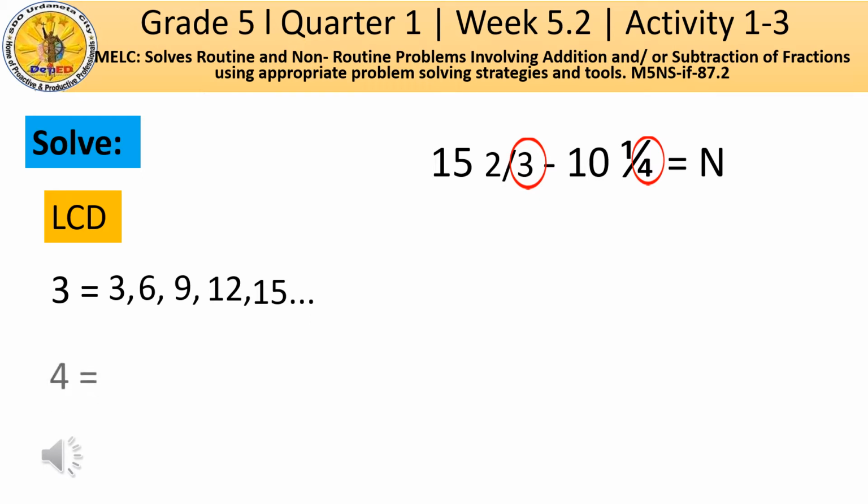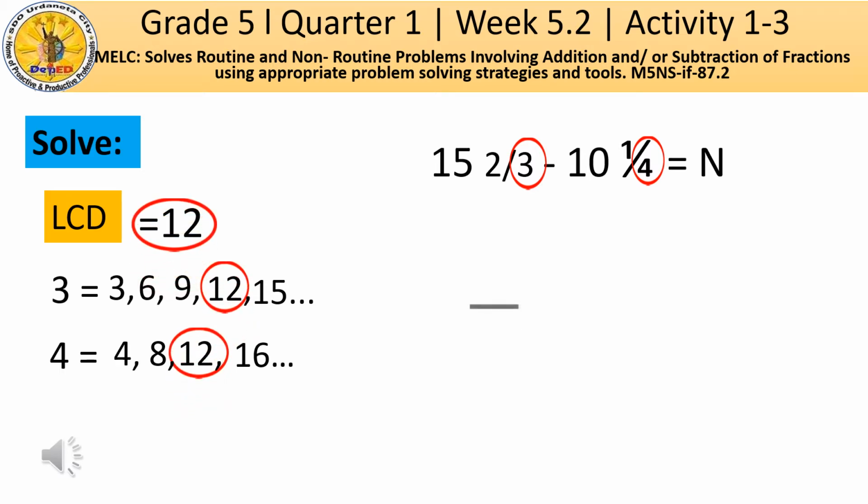Then we have 4. 4 plus 4 is 8, 8 plus 4 is 12, 12 plus 4 is 16, and so on and so forth. So the least common denominator of 3 and 4 is 12. And we place it here as our new denominator.